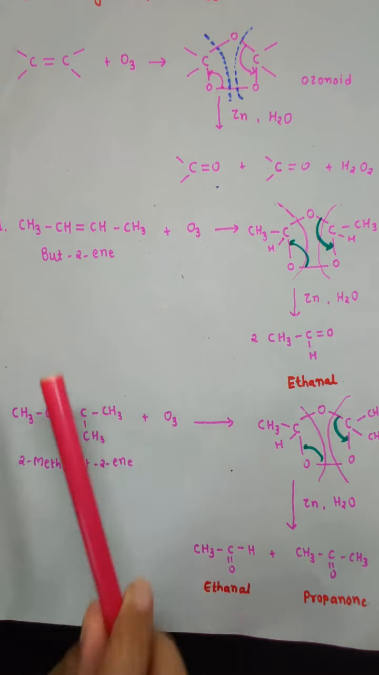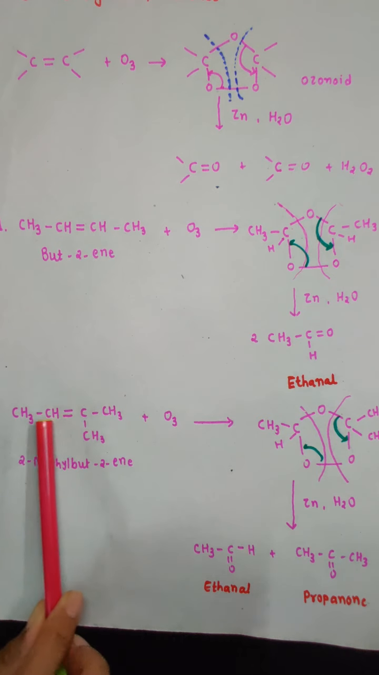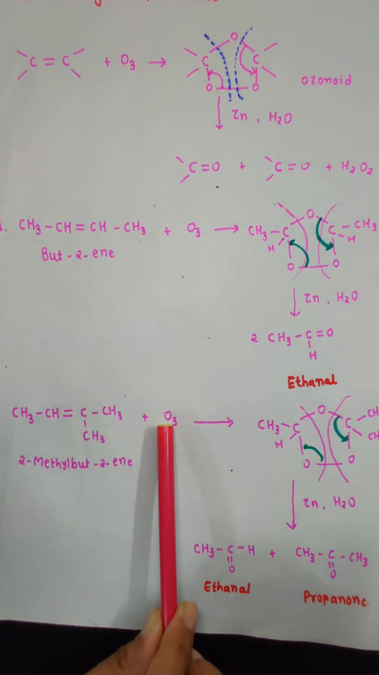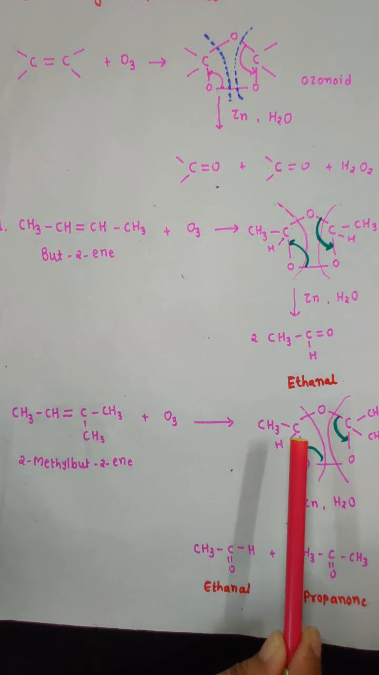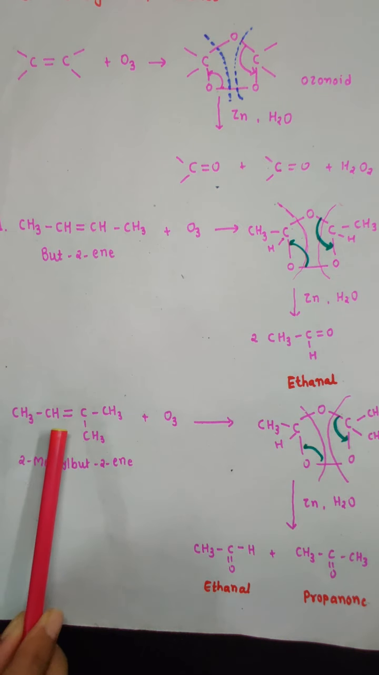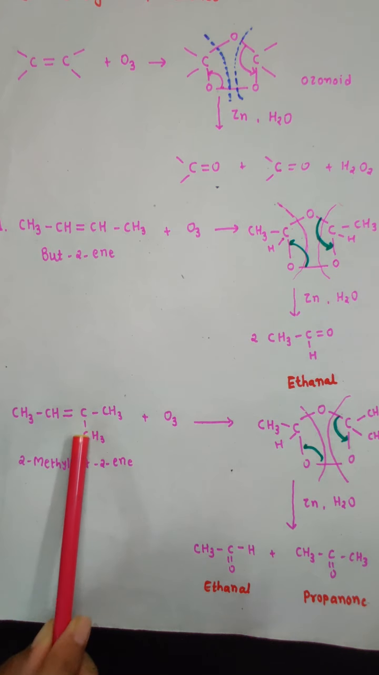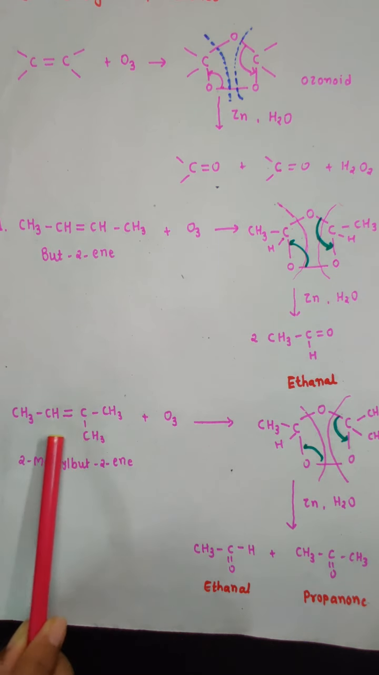So this is the structure, 2-methyl, second carbon पे methyl group, and this is but-2-ene. Now 2-methylbut-2-ene again under ozonolysis gives ozonoid. अब ये ozonoid हम कैसे बनाएंगे? वापस come here, break the two bonds. Okay, once you break the two bonds, connect the upper end of the two carbons by one oxygen atom and connect the lower ends of the two carbon atoms by two oxygen atoms. So you get this ozonoid.